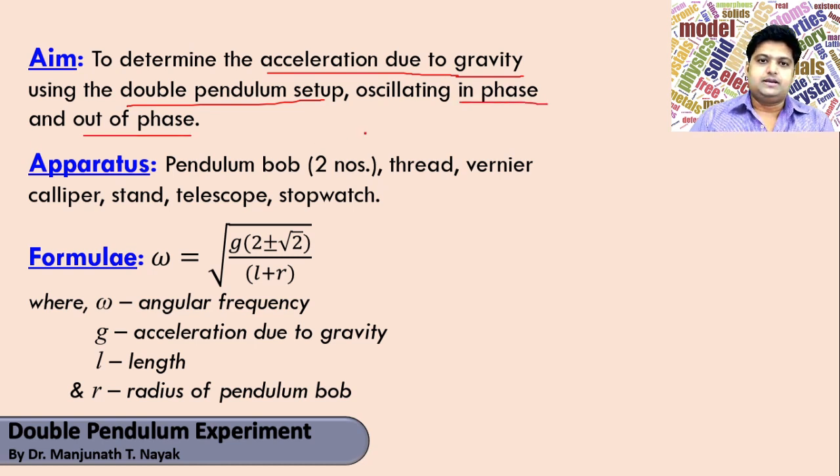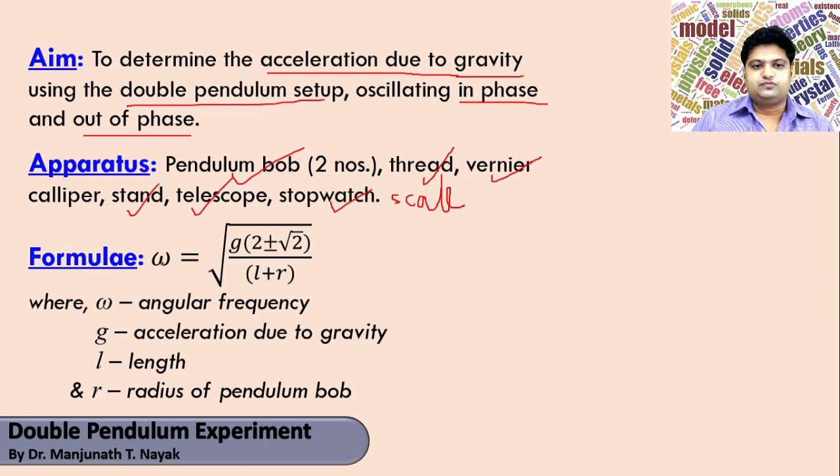We are going to find it in centimeter per second square, that is, the expected value is 980 centimeter per second square, but we will see what we get at the end of the experiment. What we will need in this experiment are two pendulum bobs, a thread to tie them, a vernier caliper to find the radius of the bob, a stand to hang this entire setup, a telescope to look at the bob as you're calculating time for 20 oscillations, and a stopwatch. Also, you will require a scale to measure the length of this thread, the thread that is tied to hold these two pendulums.